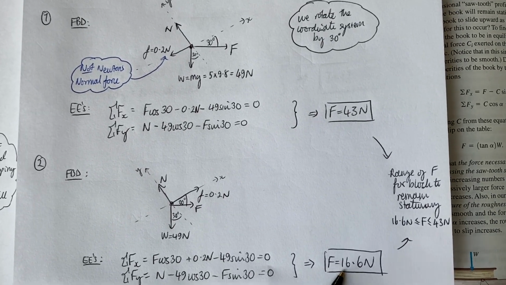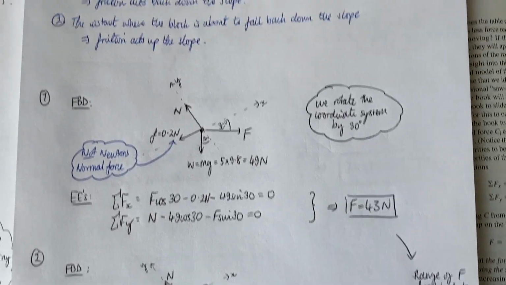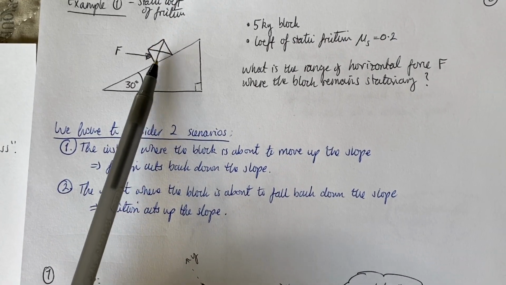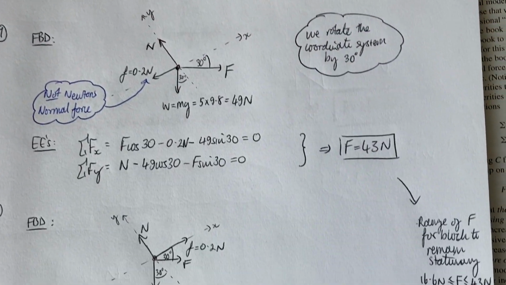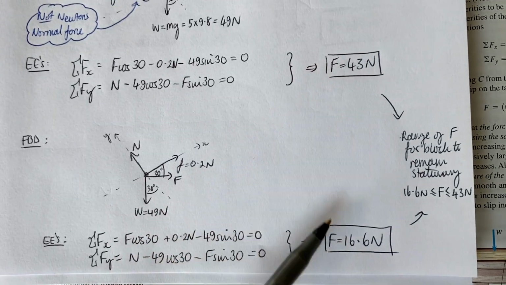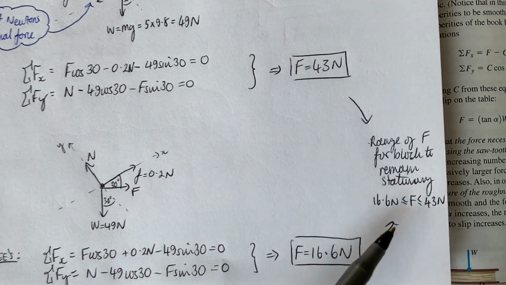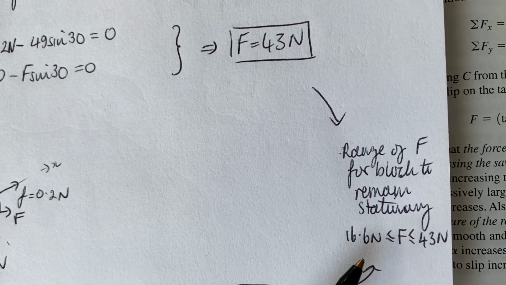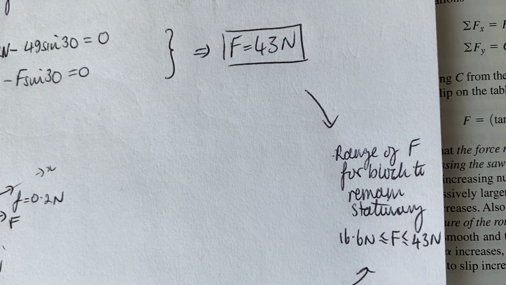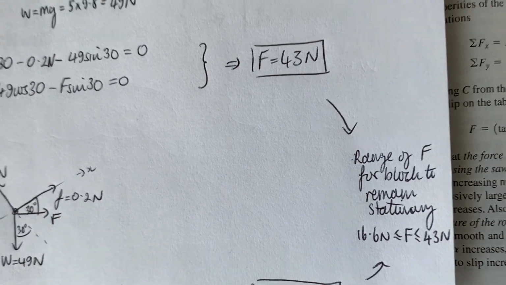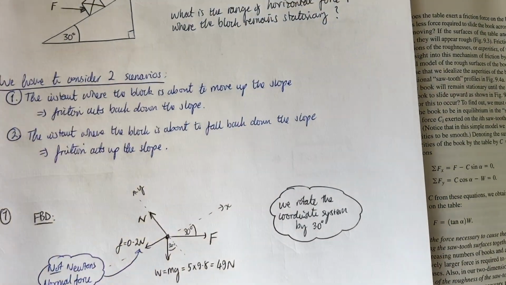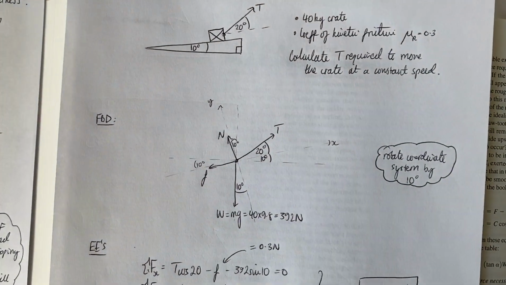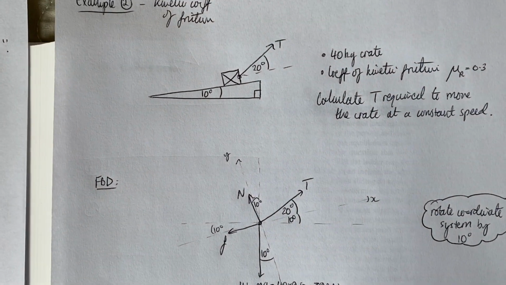So that tells us that if F is any less than 16.6 newtons, then the box won't be supported in this position and will start to slide down the slope. So putting both of these answers together from the two different situations, that's where we get our range of forces F to keep that box in a stationary configuration. Okay, so that's the first example, and that's a static coefficient of friction example. Now let's have a look at a kinetic coefficient of friction example.